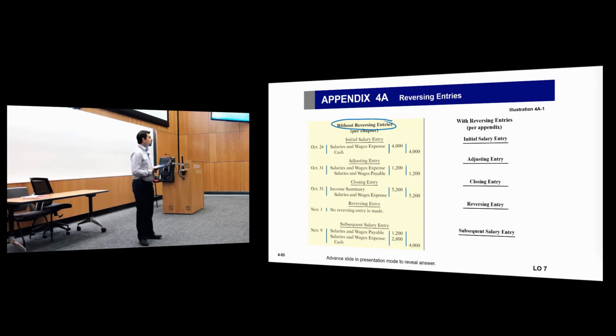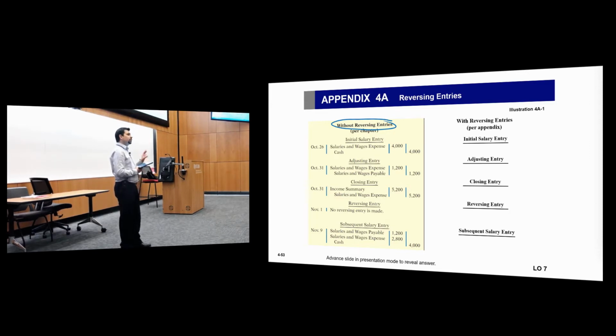And then we have to adjust the entry, we have to adjust for accrued salaries, right? That was the second one on October 31st. Salaries and wages expense, and salaries and wages payable, because we did not pay that money. After that, the company closed the books.